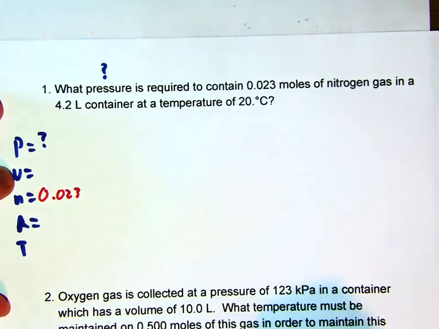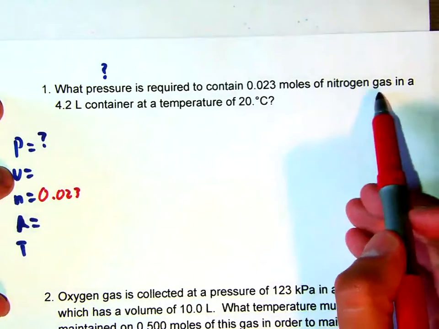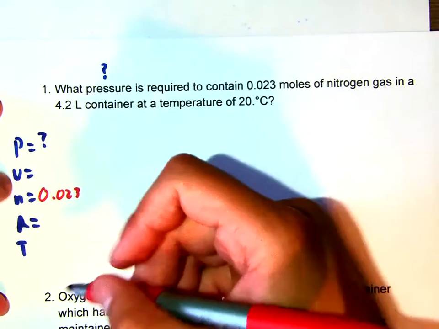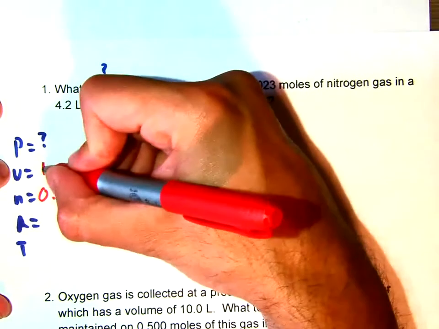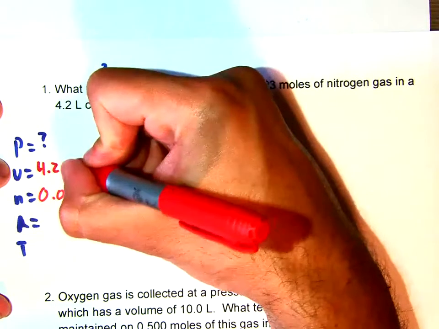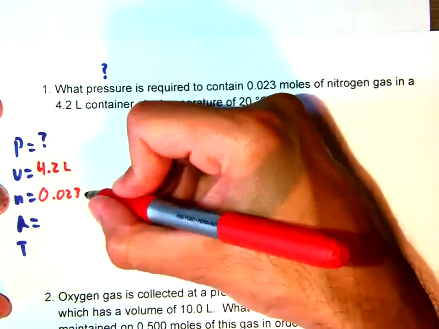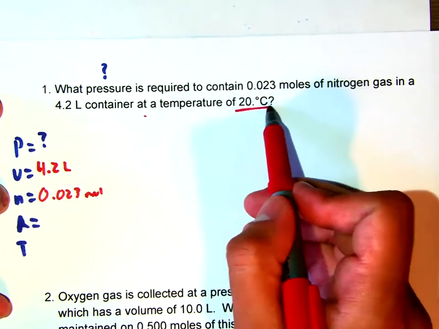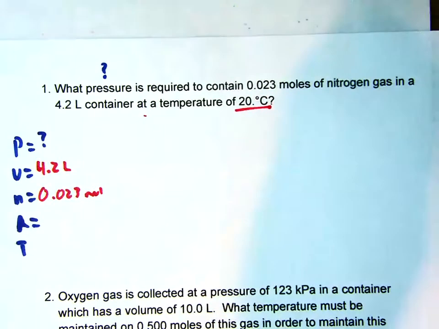0.023 moles of nitrogen gas in a 4.2 liter container. So that's my volume. My volume is 4.2 liters. My number of moles is this, at a temperature of 20 degrees Celsius. Well, that's not the units we want to use. The units we want to use are going to be Kelvin, right?